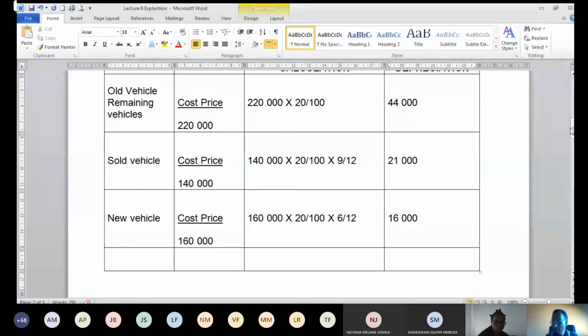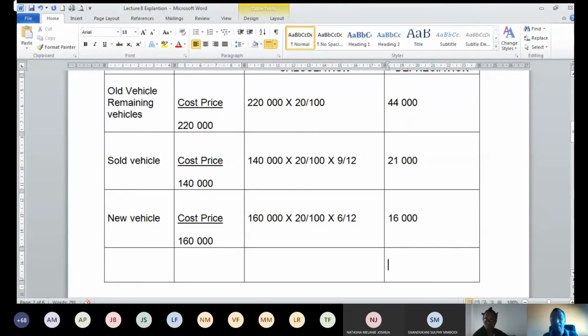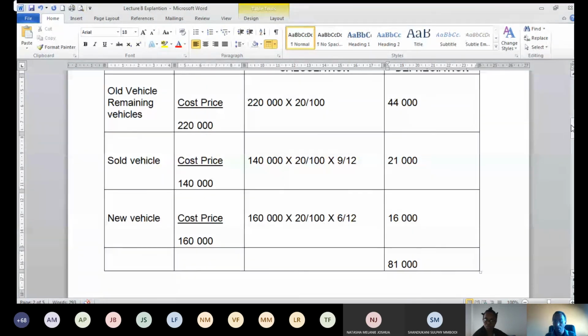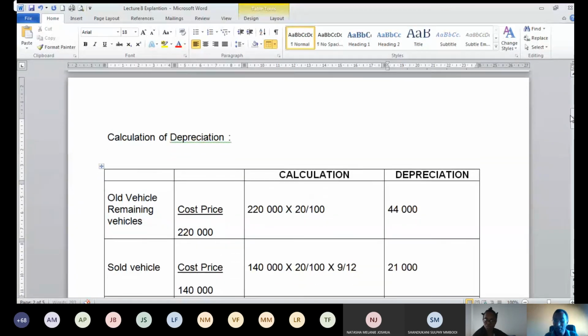So if you must record your depreciation now and calculate your total depreciation: on your old vehicles, 44,000. On the vehicle that you sold that you only had for 9 months, 21,000. And on the new vehicle, it will be 16,000 rand. And therefore, your depreciation expense for the year is an amount of 81,000 rand. That is the calculation for depreciation, guys.